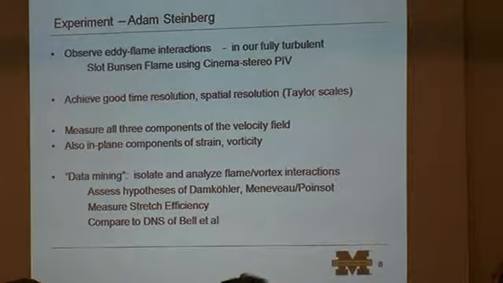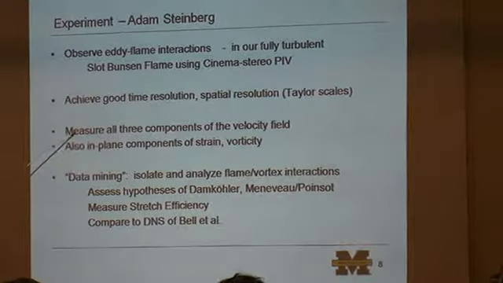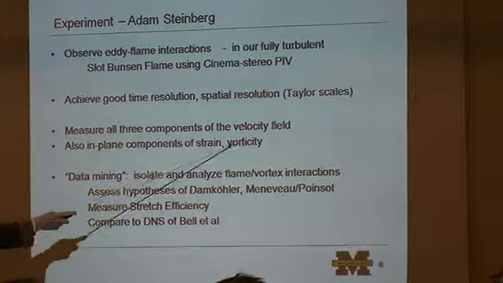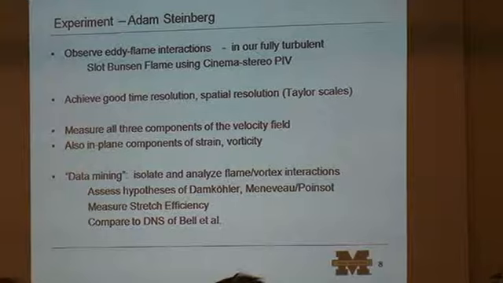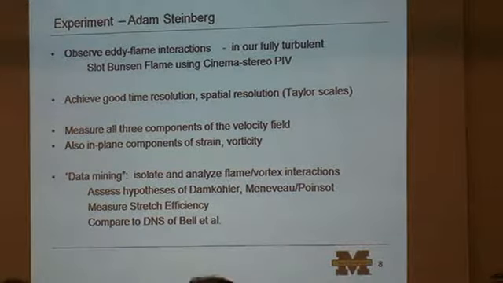The experiment that I'll tell you about is to take this slot Bunsen flame, achieve good time and spatial resolution, and measure all three velocity components, and also the in-plane components of the strain and vorticity. The strain tensor has 9 components. It's a symmetric tensor, so there are only 6 independent components, and we can measure 4 of those 6. And this is what I hope to talk to people about in the next few weeks: when you look at this data, what can we do with it? What's the useful thing to do with it?